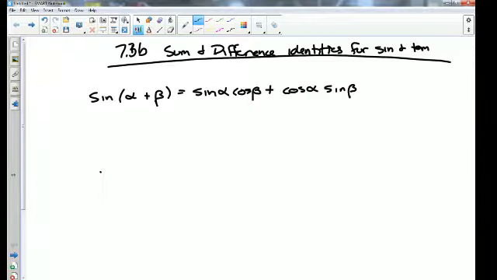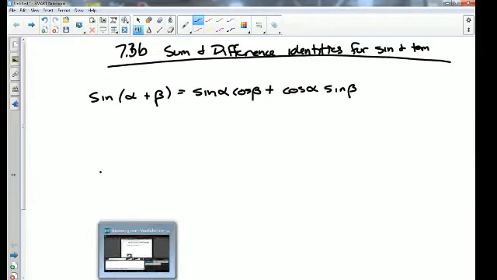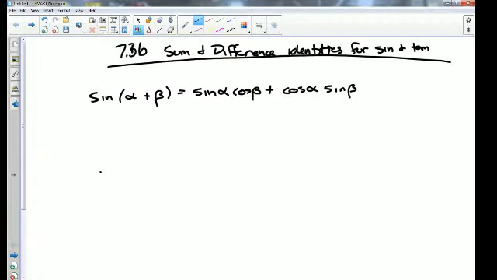Notice the signs match this time, right? Sine and cosine are opposites. And also notice that sine and cosine are with each other, whereas with the cosine identity, it's cosine alpha, cosine beta, right? So just a little bit different. Again, write this on your blue sheet for your test. I'm not going to require you to memorize it.